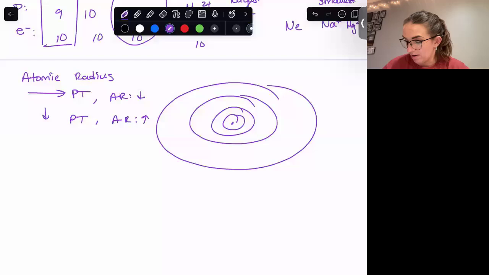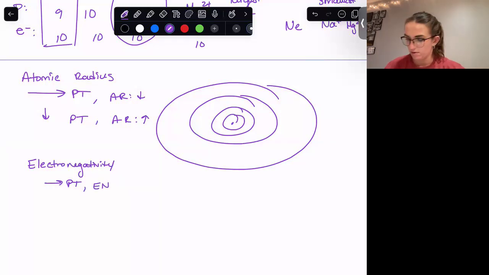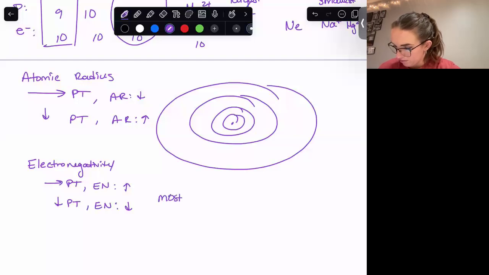What about electronegativity? Across the periodic table, what happens? Good, this increases. And as we go down the periodic table, what happens to electronegativity? This one decreases, yep. So where's our most electronegative atom? Good. That's going to be fluorine in your top right corner.